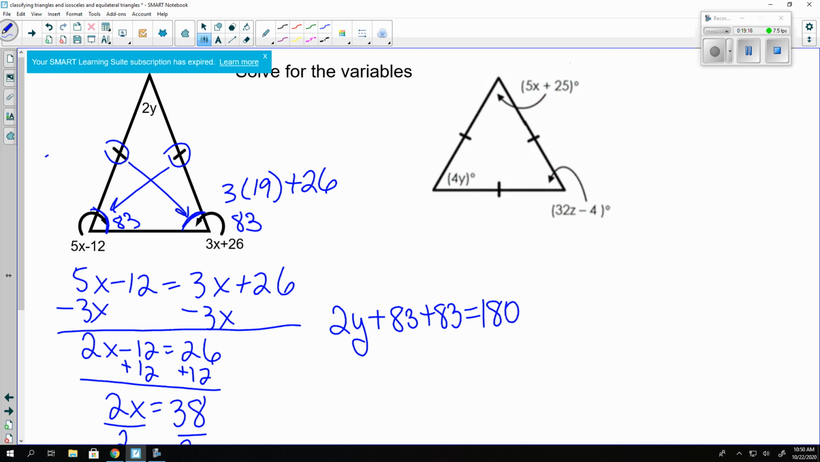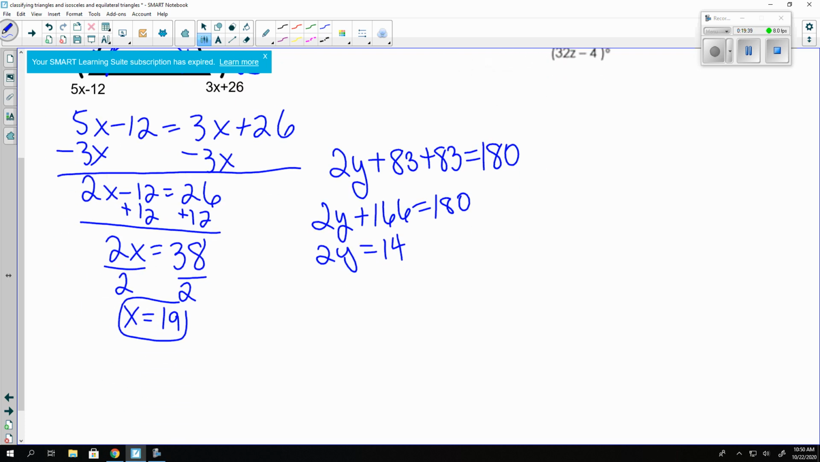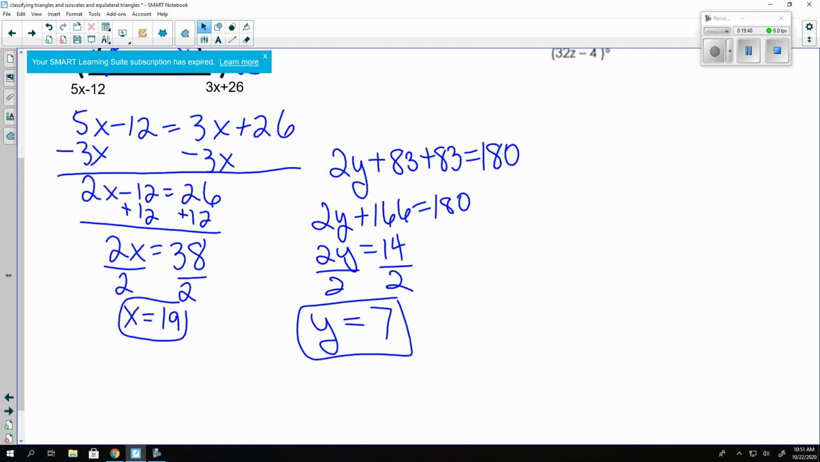Okay, so let's just add those together. 83 times 2 gives me 166. So 2y plus 166 equals 180. So 180 minus 166 is 14. So 2y equals 14. So divide that by 2. So y is 7. Okay. So there's that one.